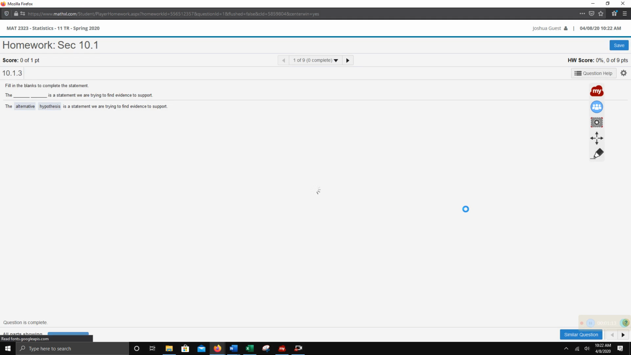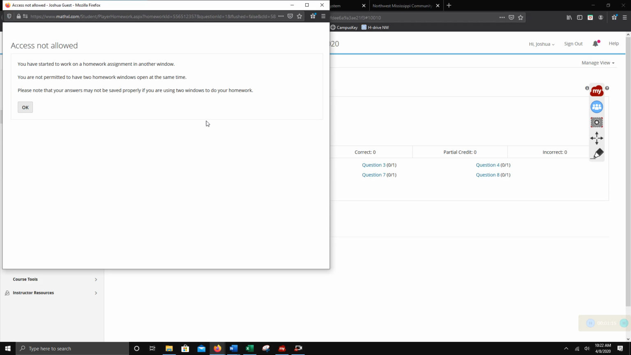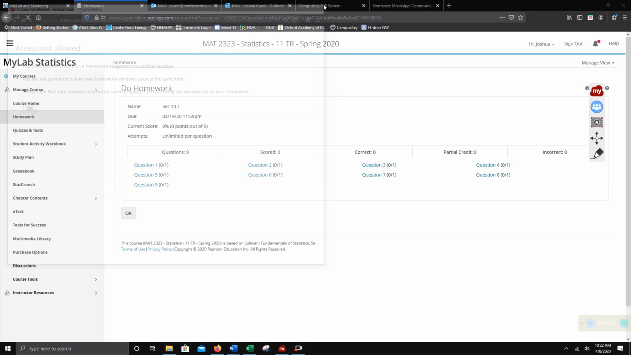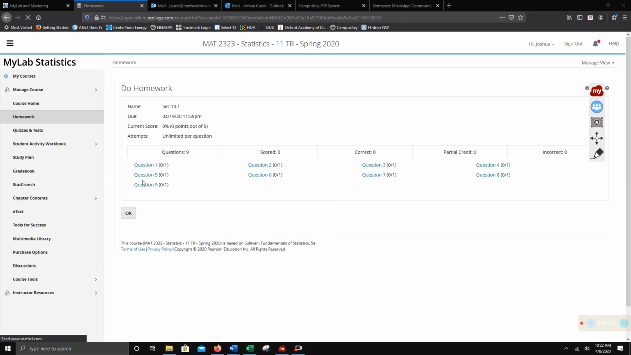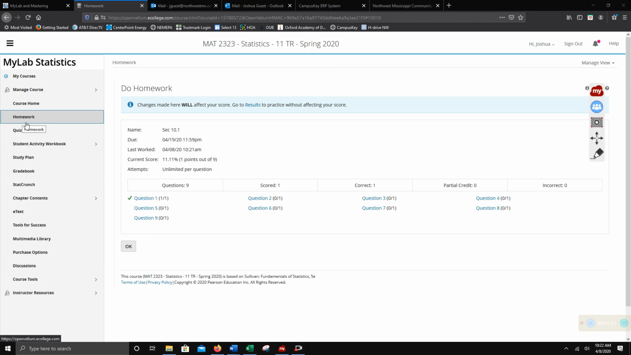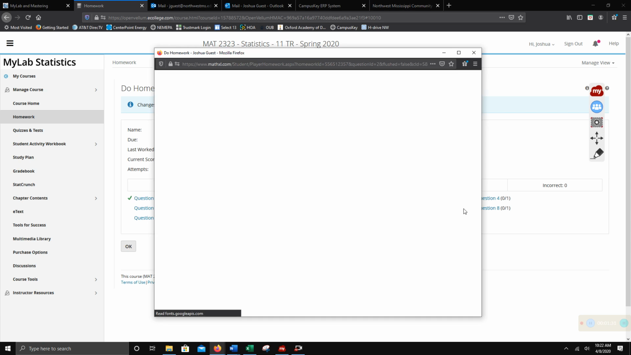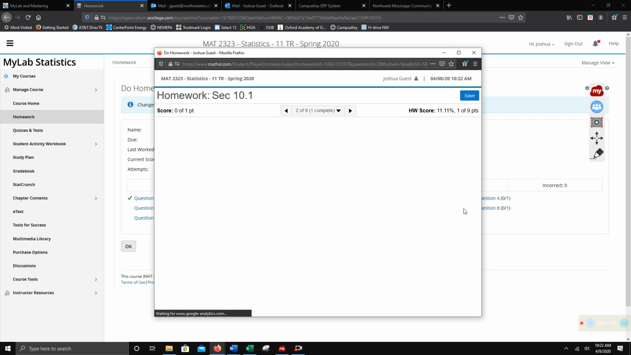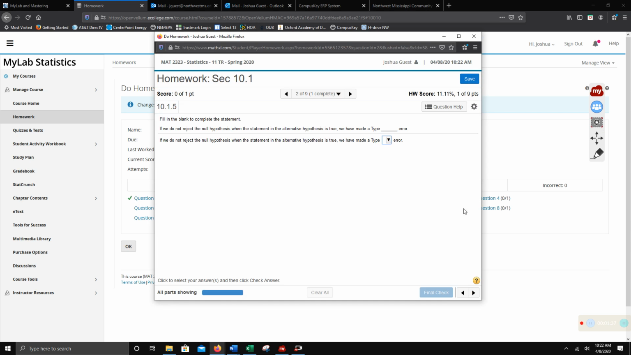All right. So hopefully this won't spin too long for us. And it's been doing this too. Access not allowed. It says I've started to work in another window, which is not true. I don't know why. Okay, notice here it gave me a check mark for 1, so at least it's doing that. So I have to go back in and open it again. Okay. So you may experience the same thing, but it would be more frustrating if it was not giving you credit for the one you just did.